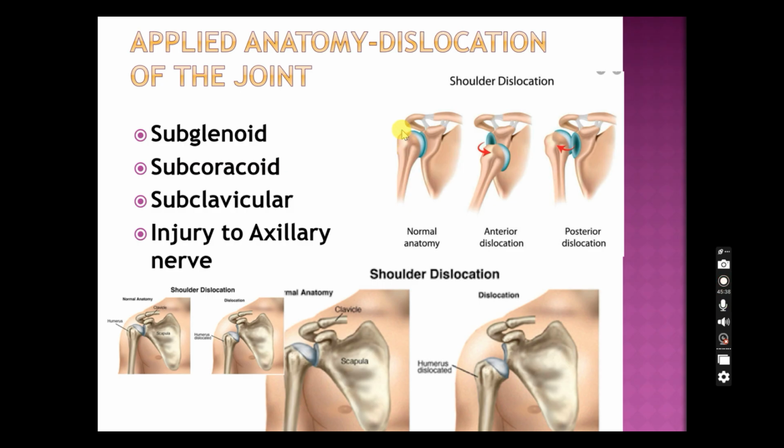Again, when the abduction happens above 90 degrees, the greater tubercle of the head of the humerus goes and rubs against the acromion process. They impinge under the acromion process, which prevents further abduction. Sorry, when the abduction happens beyond 90 degrees, the greater tubercle of the humerus goes underneath the acromion process and it prevents the further abduction of the shoulder joint.